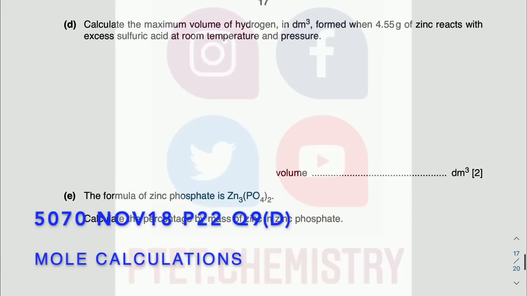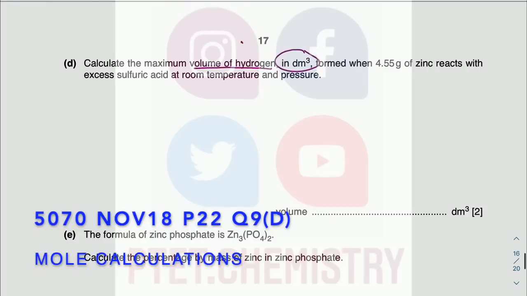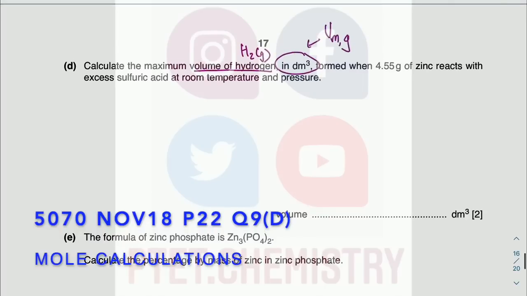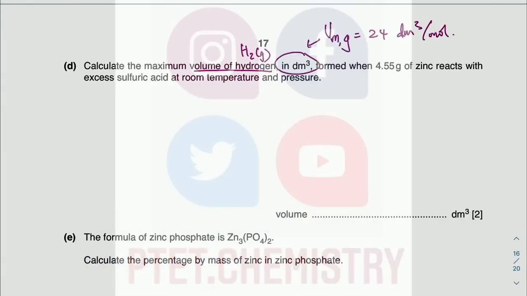Next bit is a calculation question. So they want the volume of hydrogen. They want it in dm cube. So hydrogen exists as a hydrogen gas, and we talk about the molar volume of gas being 24 dm cube per mole. 1 mole of any gas at room temperature and pressure occupies a volume of 24 dm cube. If they want it in cm cube, I would have used 24,000 cm cube per mole, simply because the values are different. That's because of the unit. 1 dm cube is 1000 cm cube.